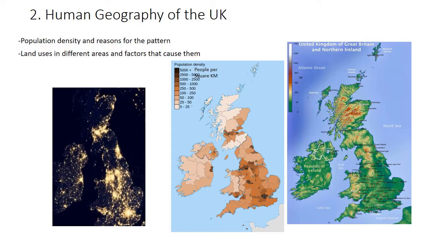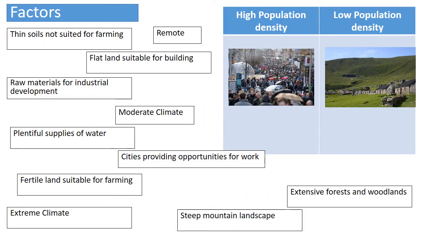The physical geography affects the human geography, and that can be seen in the population density patterns. The areas that are flat and lowland, for example in the southeast, are much more densely populated. So you can see London has more than 5,000 people per square kilometre. In contrast, the north of Scotland, where it's mountainous and therefore harder to build, has less than 25 people per square kilometre.